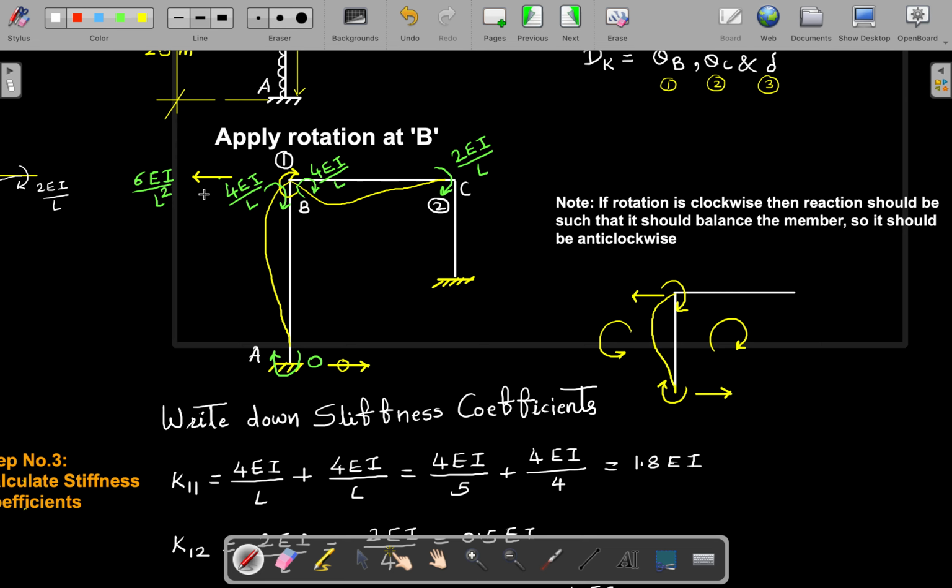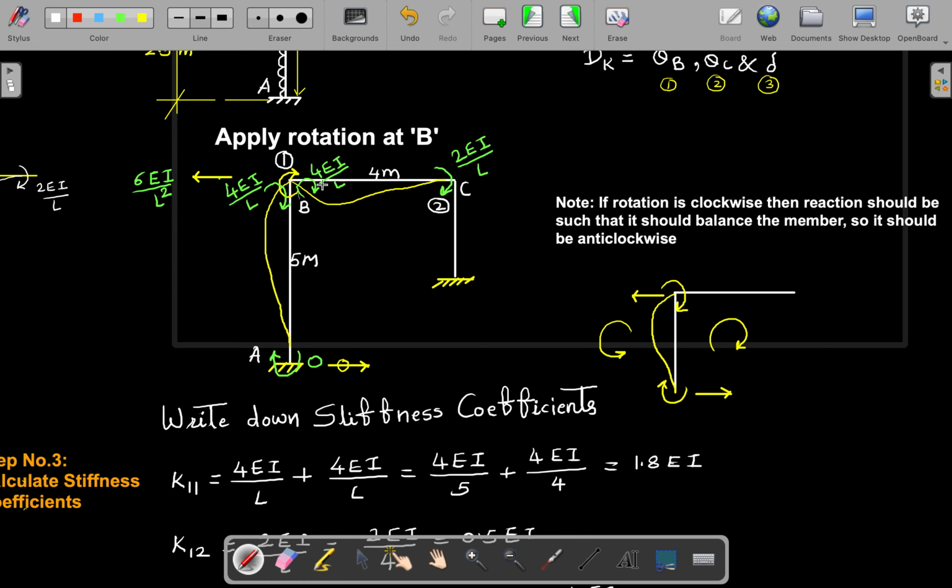That will come in a case when there is any deflection. That time we'll consider it. So this is 4EI by L, 4EI by L. And here you have to be very careful about L. When I say this 4EI by L, it is with respect to this particular length, and this length is 5 meter. So 4EI by 5, and in this case 4EI by L, this is 4 meter. So when you add them up, you get the answer 1.8 EI.